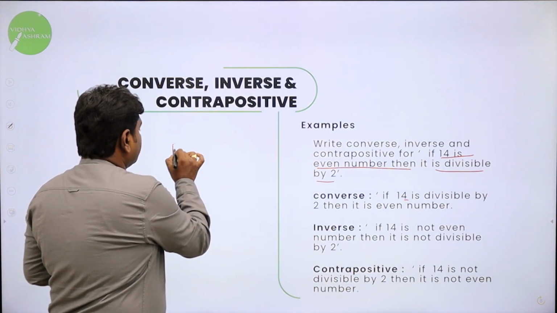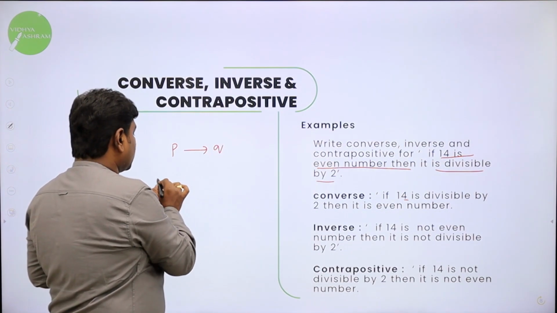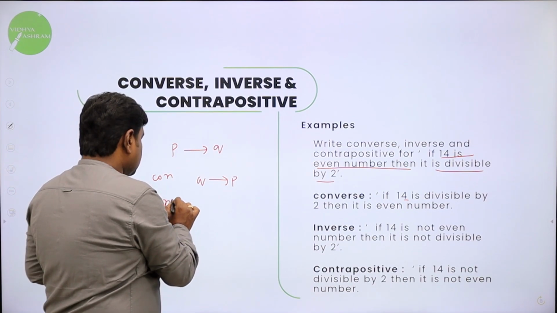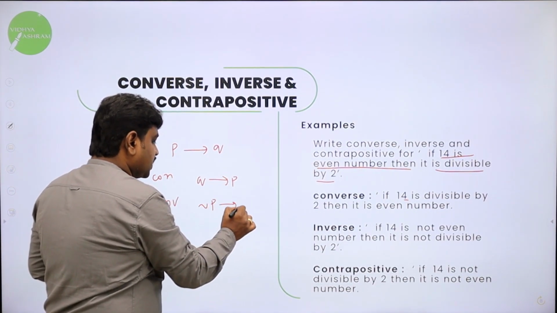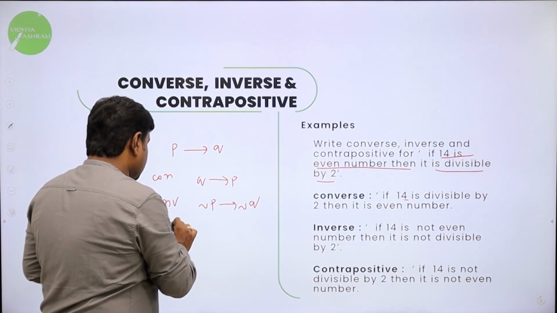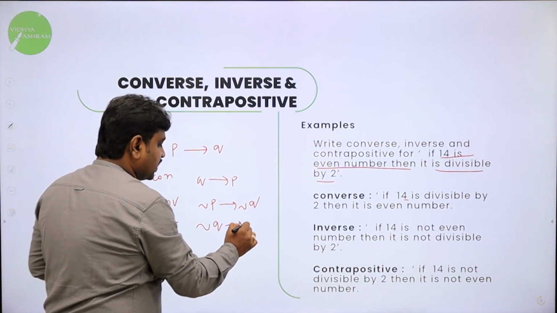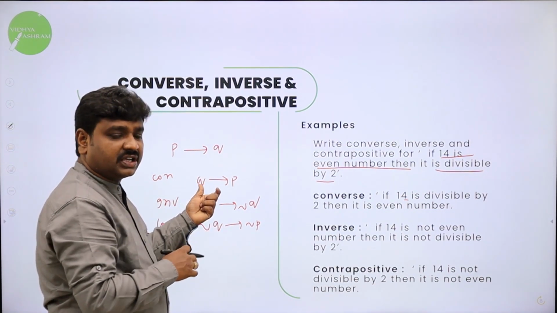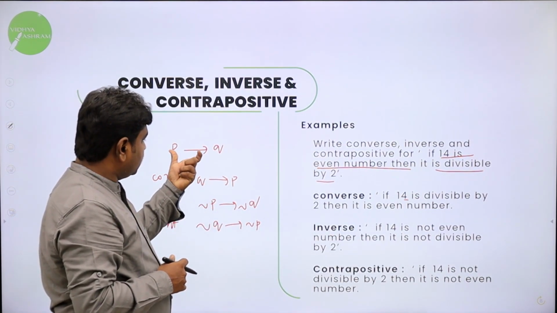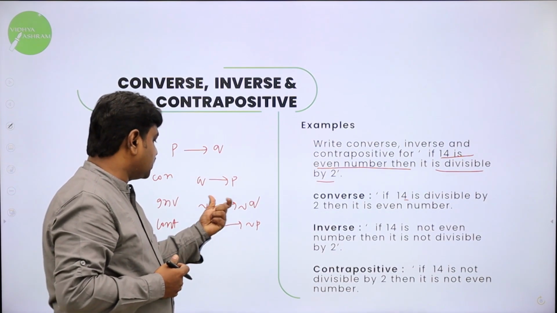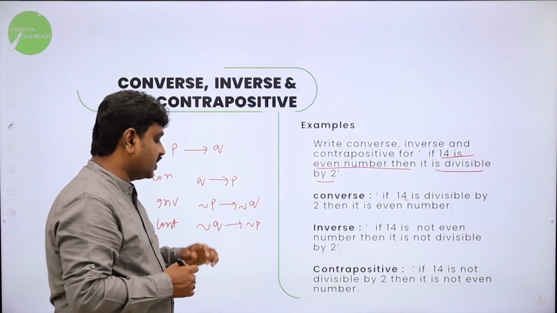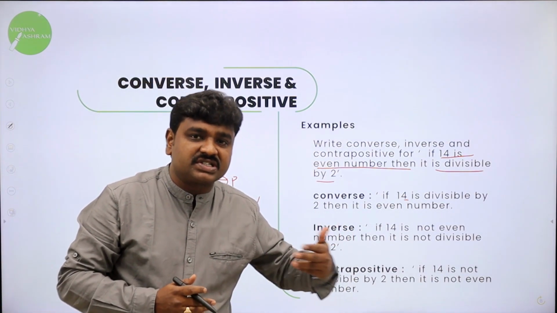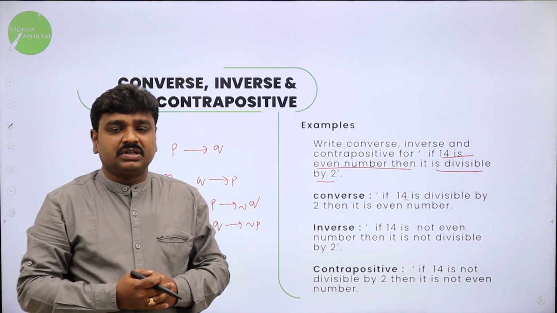So simply speaking, P implies Q means if P then Q, converse is Q implies P, inverse is negation P implies negation Q, and contrapositive is negation Q implies negation P. We read this as if P then Q, converse is the reverse of it, if Q then P, inverse is keep it as it is but negate, if not P then not Q, contrapositive if not Q then not P. So by this we learned 5 topics. We will continue with the same and we will take problem session. Thank you.